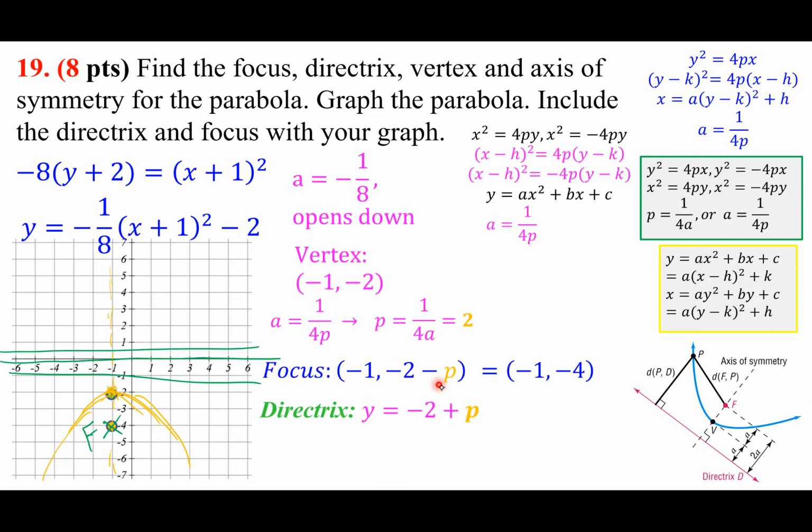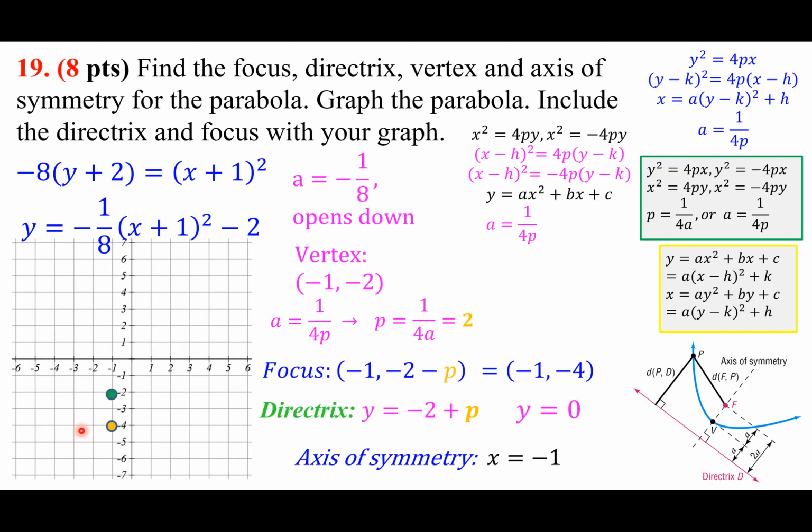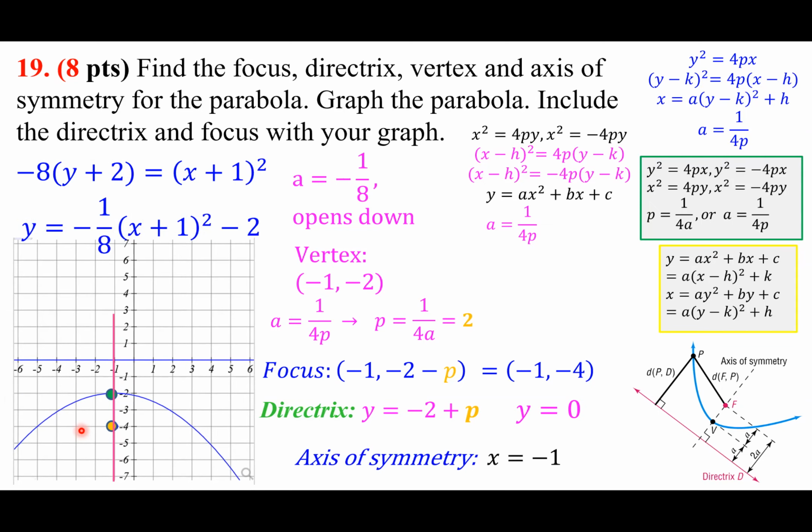And for the directrix, we need to add p. So y equals 0. And that's the axis of symmetry. And I'm going to clean up the mess. Looking like that, and the graph. Very straightforward.